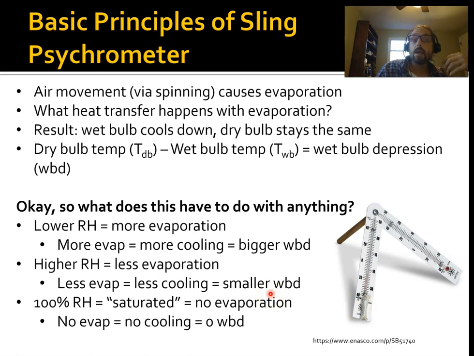Conversely, with more relative humidity, there's more moisture in the air. It's hard to dump more moisture into air that already has a lot of moisture in it. So you're going to get less evaporation. Less evaporation means less cooling, and less cooling means this wet bulb depression will get smaller. And so that's what you use this for. You can use this to determine the relative humidity, and all you need are two thermometers, a wet wick, and something to evaporate the water from that wick.